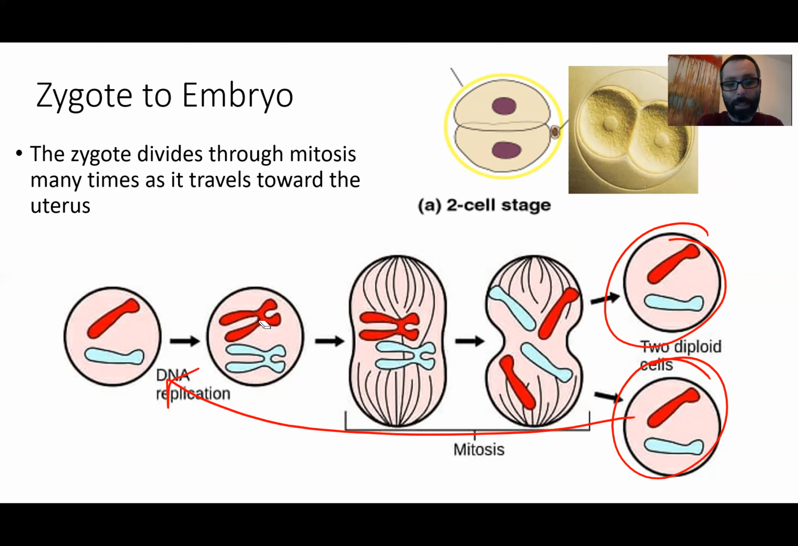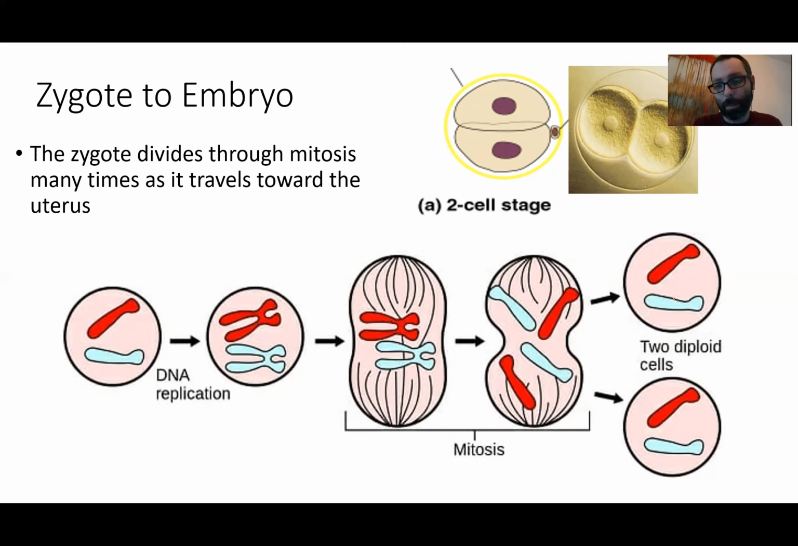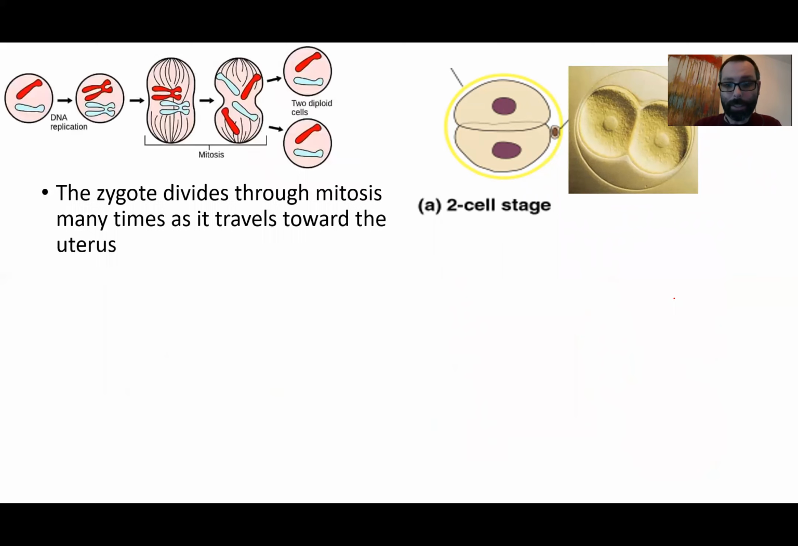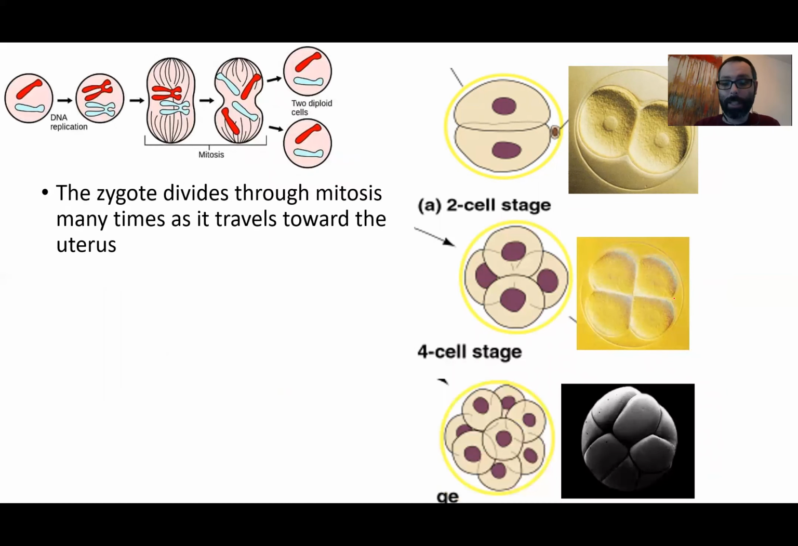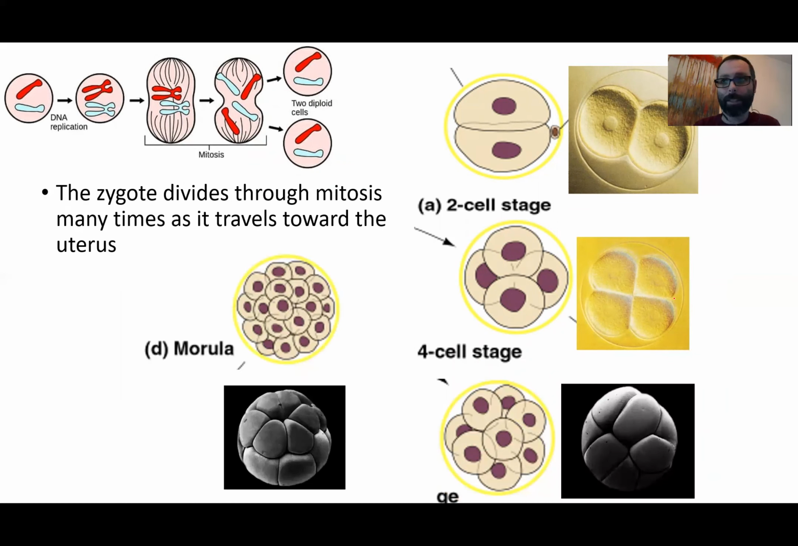By making them copy, by making them line up, and then you pull them apart, and then you have two cells. You might remember making a video about this. So the one cell turns into two cells, and then the two cells turn into four cells, and the four cells turn into 8 cells, and then into whatever, 16 cells.